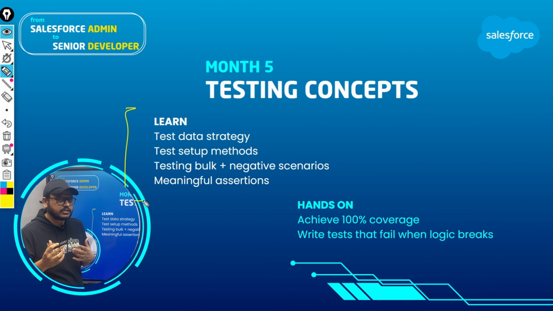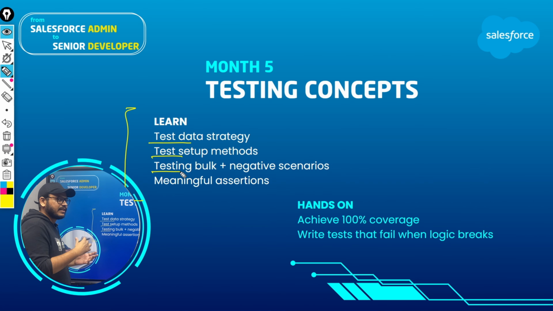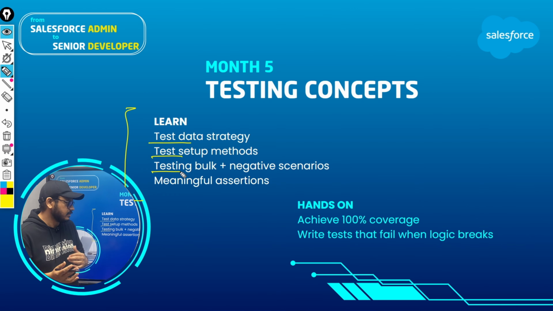Now, when I talk about testing concepts, it is primarily not just about writing test methods or test classes, right? It is about understanding the test data strategy, because at scale, when actual development happens, there are more concepts we need to work with. So you start understanding your test data strategy, test setup methods, and how those work. Testing bulk plus negative scenarios, so how to test negative scenarios, and try to work with meaningful assertions, etc.